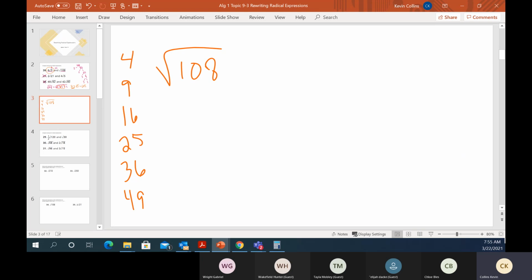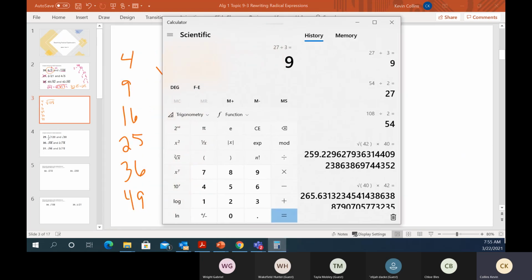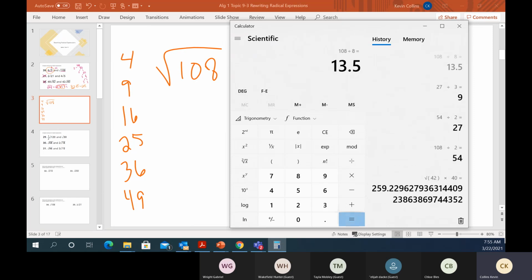All right. So the first question is, can I divide 108 by 4? Well, let's find out. So clear it out. So 108 divided by 4. Oops, I put in 8. My bad. Hang on. 108 divided by 4. There we go. 27. Okay, so that divides. Now, that's still a pretty big number, so we probably go down.